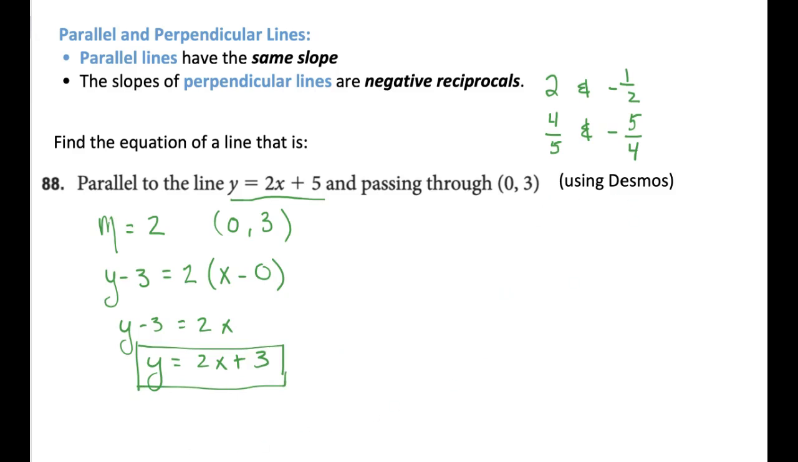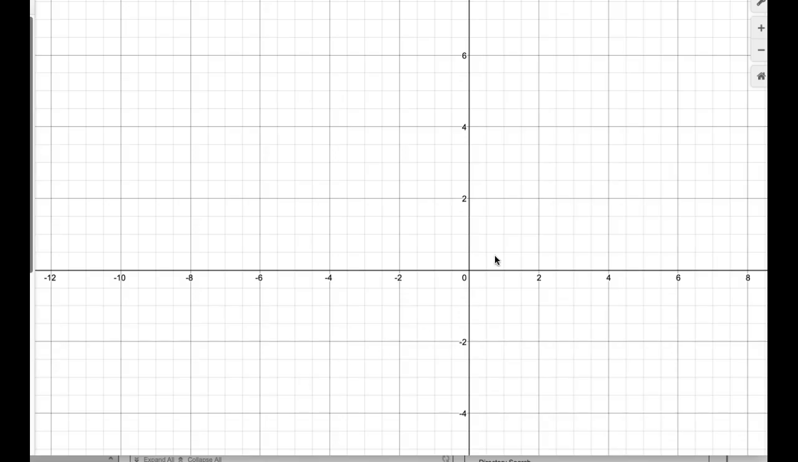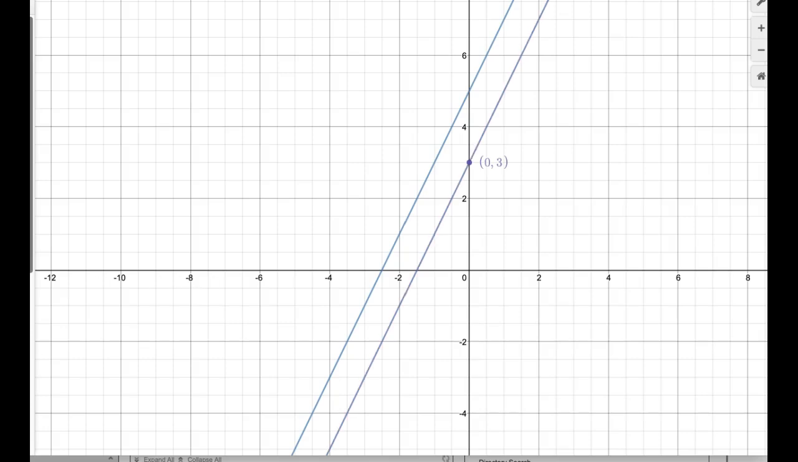So now I want to show this to you and make sure that you can see what's going on. So there is y equals 2x plus 5. That's the original line that was given. And then we get this point, (0, 3). And they want to know what line is parallel to 2x plus 5 and goes through (0, 3). And we found it to be y equals 2x plus 3. So hopefully that helps to have a little visual.